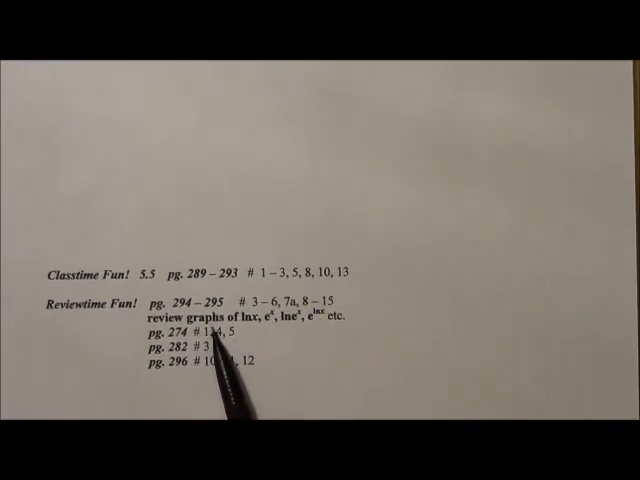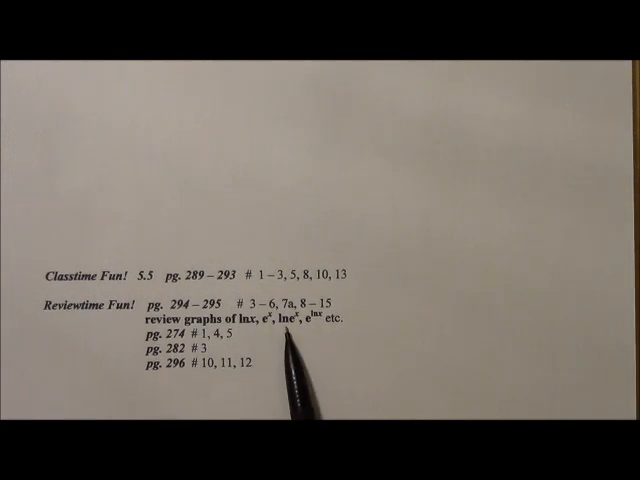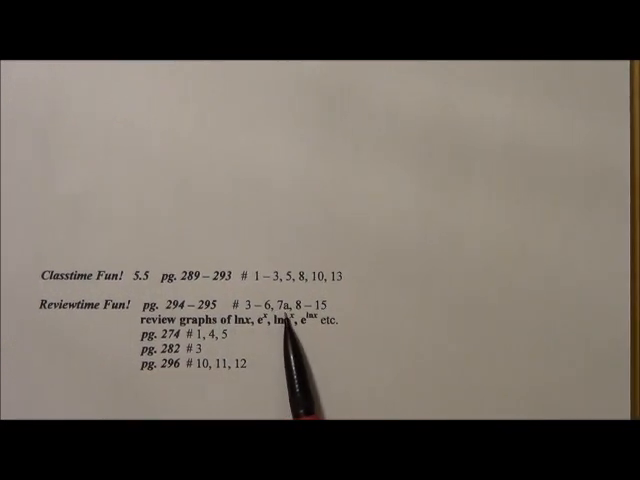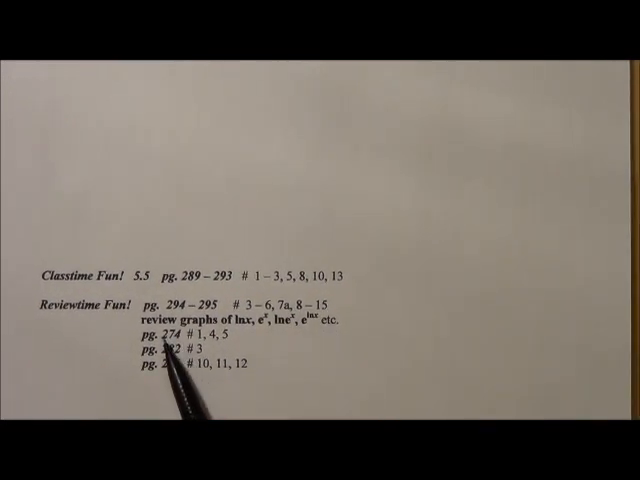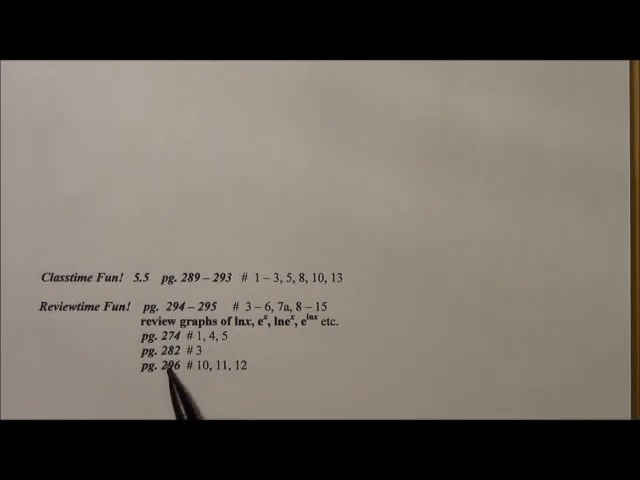Make sure you review the graphs of ln x, e to the x, ln of e to the x, and e to the ln x, etc. And their constraints, restrictions, etc. And the review from the review section 3 to 6, 7a, and 8 to 15, along with a few other questions from earlier sections.